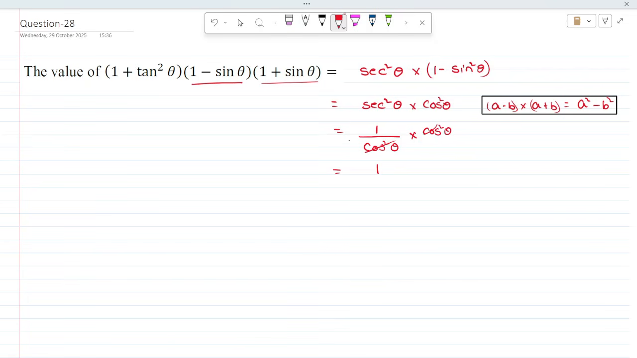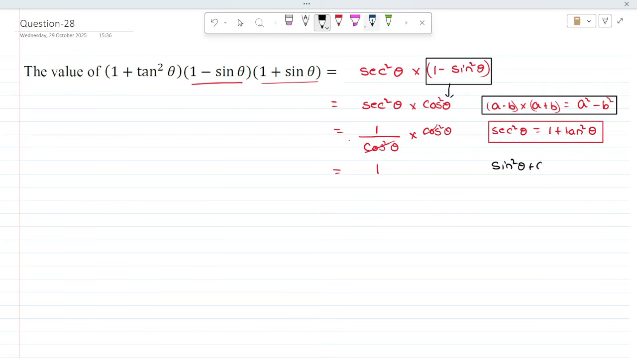Understand? What do I have to write here inside? Sir, you have to write the second identity: secant square theta is equal to 1 plus tan square theta. And should I write the first identity or not? No need. That's it. This only I need to mention, because I didn't use the first identity anyway. Did I use it? Yes, I used it here. In place of 1 minus sine square, I used cos square. So I should mention that also. What is that? Sine square theta plus cos square theta equal to 1.